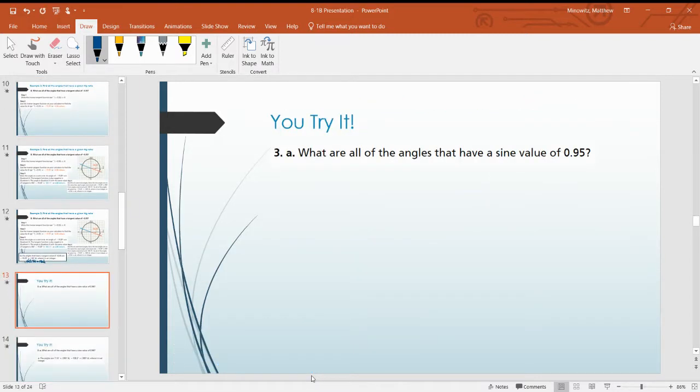Now you get to try it. All the angles that have a sine value of 0.95. Pause the video, try it out, see which step do you get to before you have a question. Then think about what is a good next step.